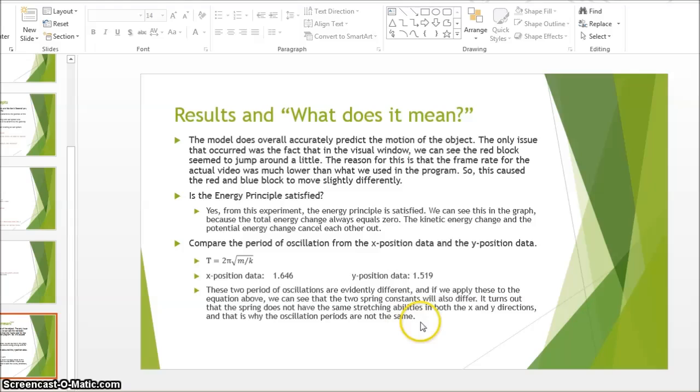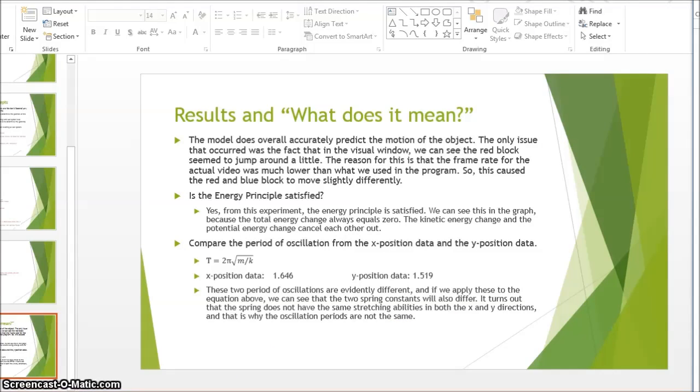These two periods of oscillation are evidently different, and if we apply these to the equation above, we can see that the two spring constants will also differ. It turns out that the spring does not have the same stretching abilities in both the x and y directions. That is why the oscillation periods are not the same, simply because the spring constants in the x and y directions are different from each other.